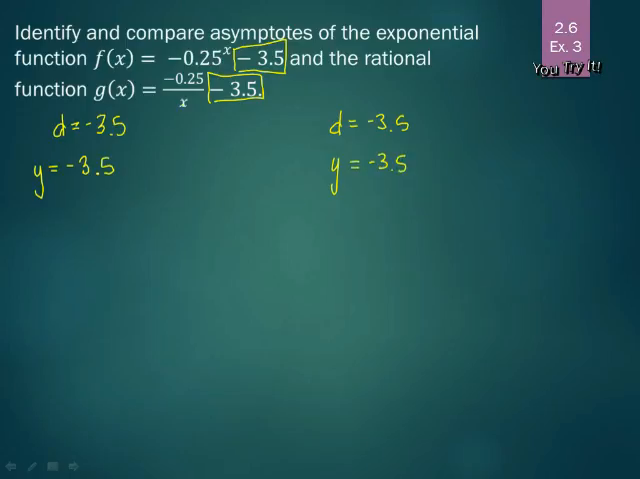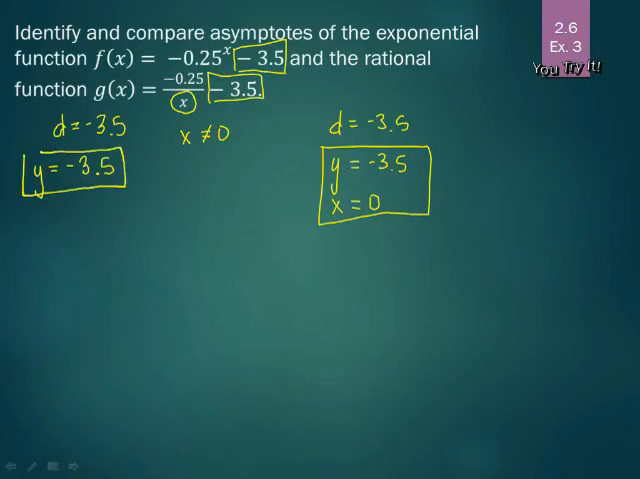And then this one also has another asymptote, and that comes from the fact that a denominator cannot equal 0 because we can never divide by 0. And so x cannot equal 0. And that makes it so that we have a vertical asymptote at x equals 0, since it can never actually equal 0. And so there are our two asymptotes for the rational function, and then here's our one for the exponential. So notice that they both have the same horizontal, but a rational function will also have a vertical.